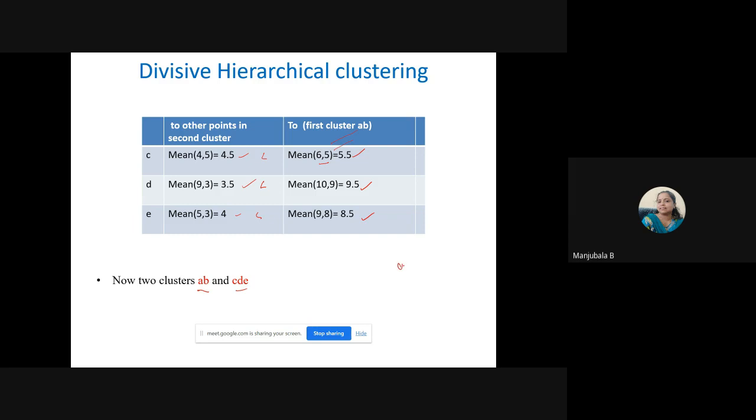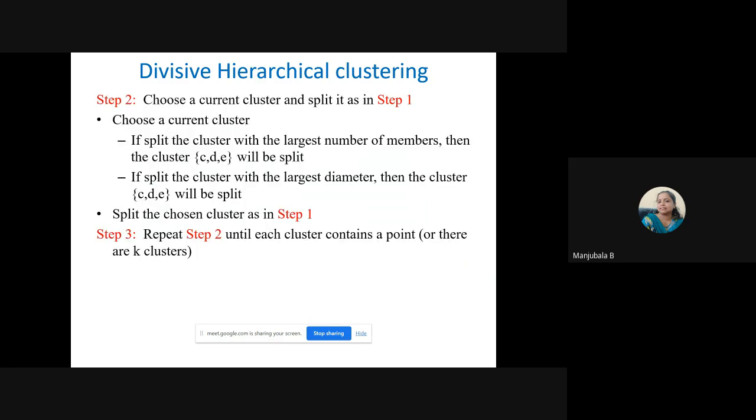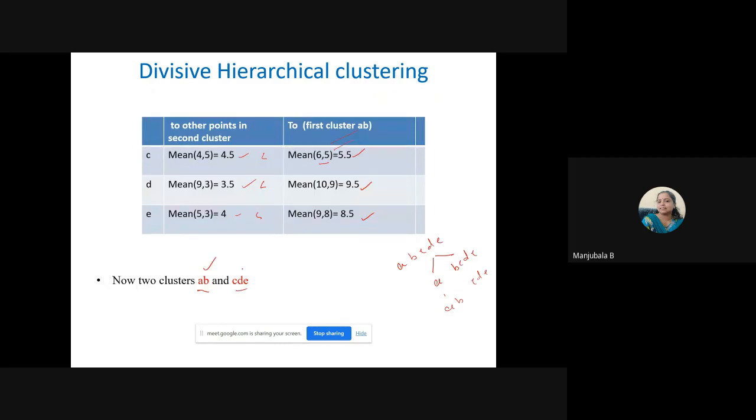So initially we had A, B, C, D, E. Now B has come to this cluster. This is A, B, this is C, D, E. So in the second step, we have to follow the same procedure until we get the singleton clusters. What we have to do in step 2 is choose a current cluster and split it as we have done in step 1. That means we are trying to split AB, and again we are trying to split CDE. The way we have split A, B, C, D, E, the same procedure we have to follow for AB and for CDE.